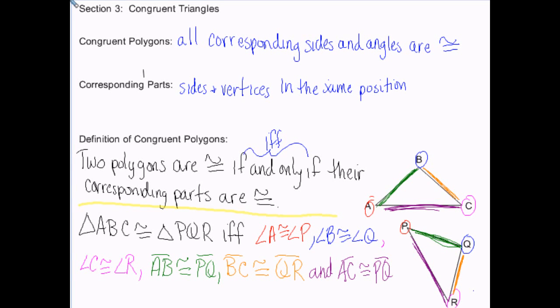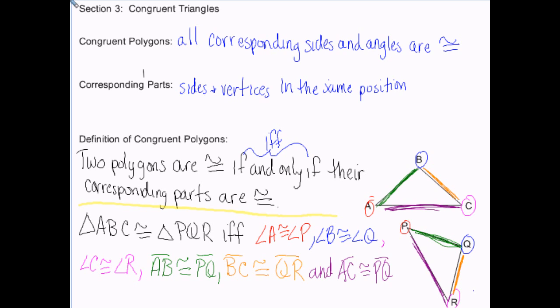Talk about congruent triangles, so first we have to talk about congruent polygons. If you have congruent polygons, that means that matching sides between the two polygons are the same length and matching angles are the same measure. So all the sides and angles that are corresponding are congruent.